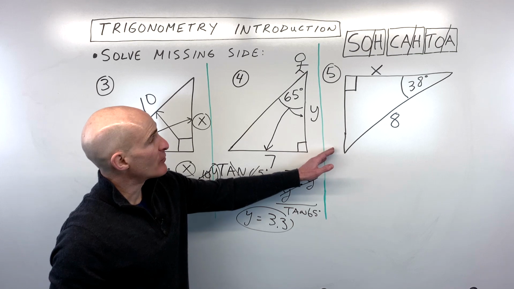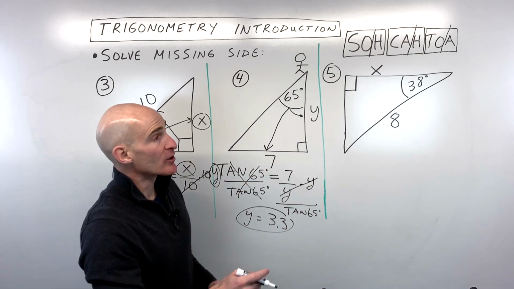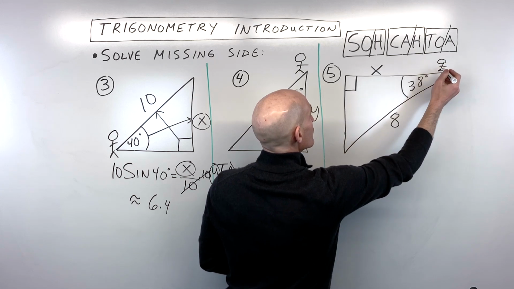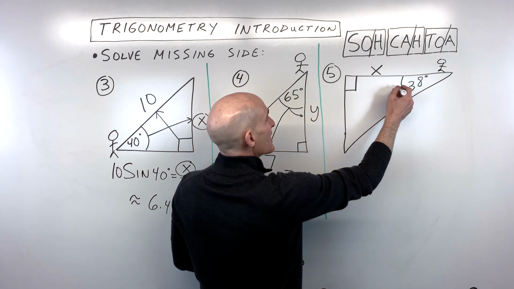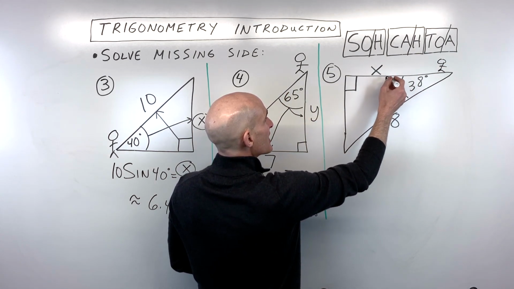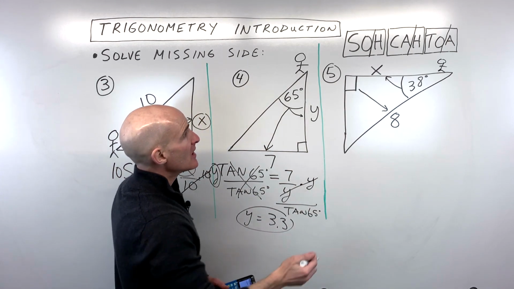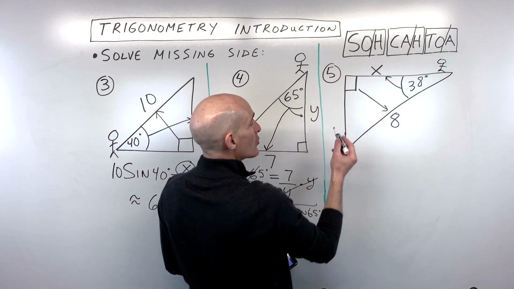Now, let's look at number 5. Same idea. We're going to position ourselves at this angle, 38. You can draw the little stick figure if you want. And you think, okay, what side is this? That's adjacent, see, next to. And what side is this? That's across from the right angle. That's the hypotenuse. Adjacent and hypotenuse is our cosine ratio.